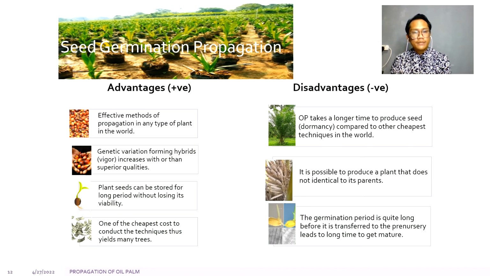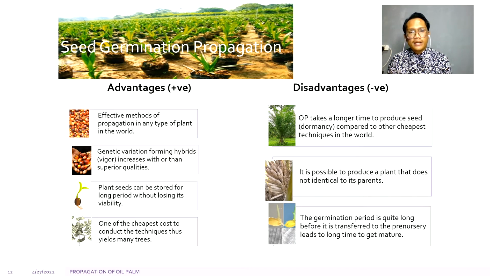Meanwhile, for seed germination propagation, the advantage is that it is one of the most effective methods of propagation in any type of plant in the world. Genetic variation forms hybrids with increased vigor and superior qualities. The plant seed can be stored for a long period without losing its value. And last but not least, it is one of the cheapest techniques to conduct and yields many trees.